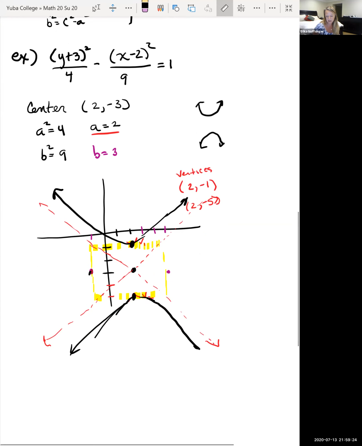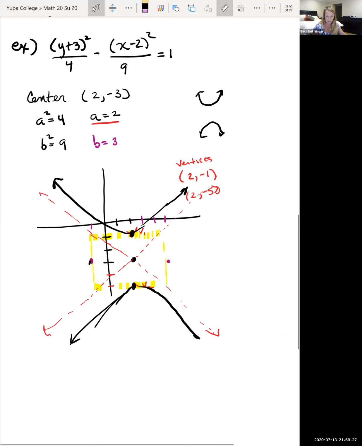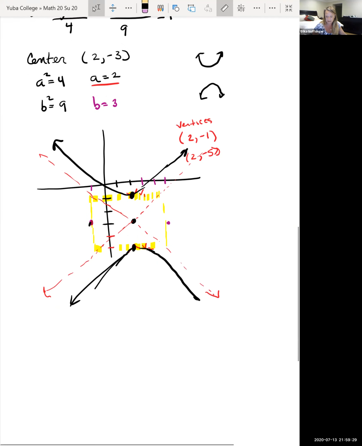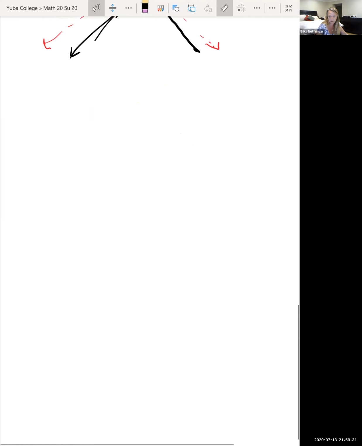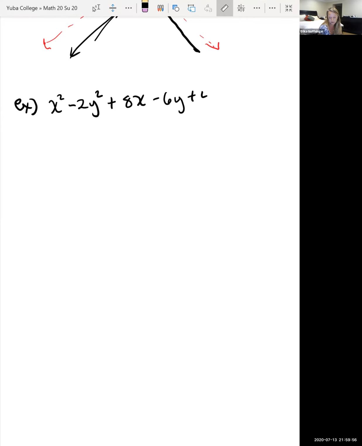Okay, so if it's not in this form and we want to put it in this form, it's almost identical to what we did with the ellipse. So let's say you're given x squared minus 2y squared plus 8x minus 6y plus 4 equals 0.